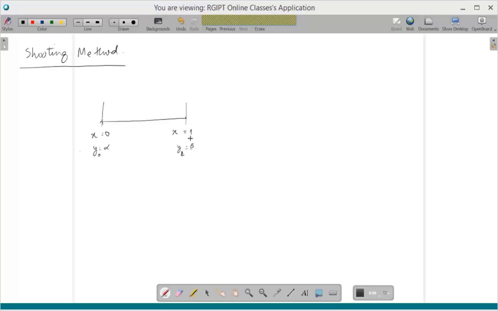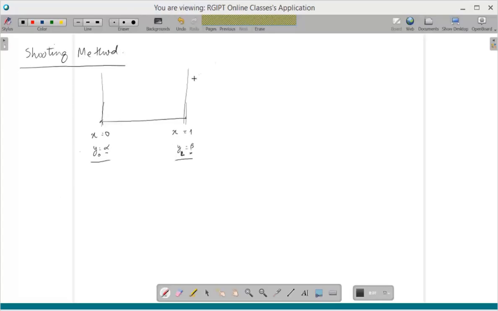In my nomenclature, we need to have values alpha and beta. So these are alpha and beta, the y values at x equal to 0 and x equal to 1. And then you are specified these boundary conditions, and then you want to solve.